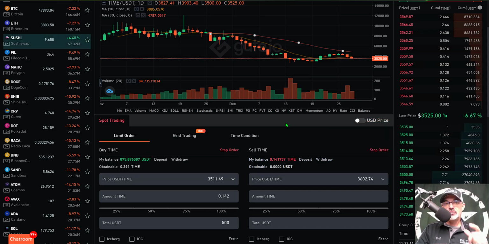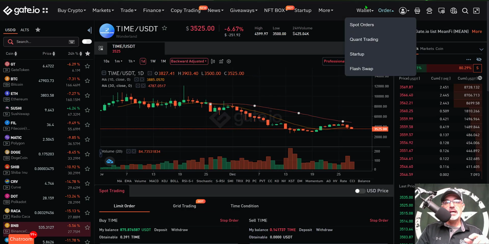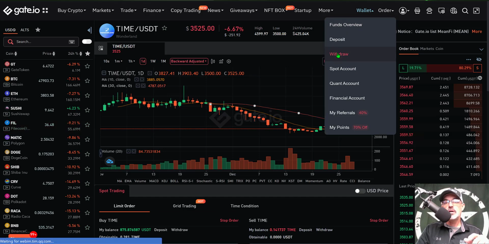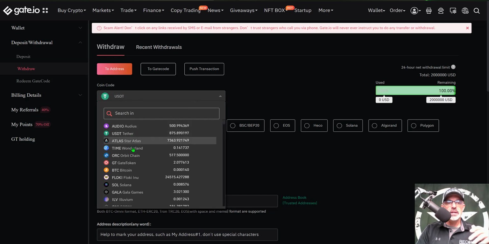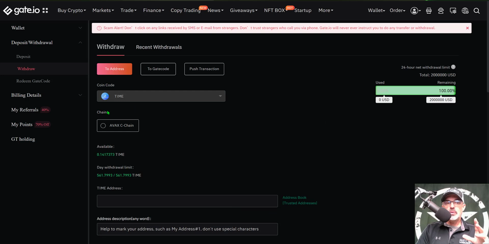In order to do that, I need to get these tokens off of Gate.io and into my MetaMask account. So I scroll back up to the top, go to my wallet, and click on withdraw. The coin I need to select is going to be Time Wonderland, obviously. The chain, and this is important, you want to make sure when you're sending funds from one wallet to another, you're sending them on the same chain. In this case, I'm sending it to my MetaMask wallet, which is going to be the Avalanche AVAX C chain, which is the correct chain.